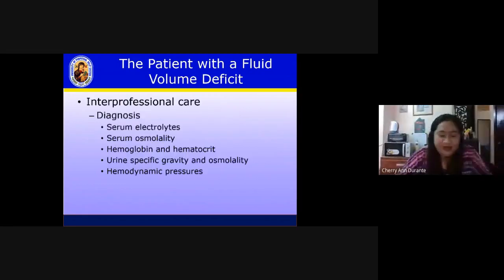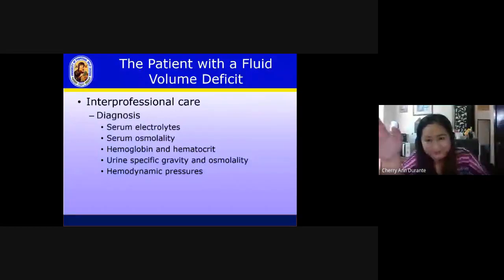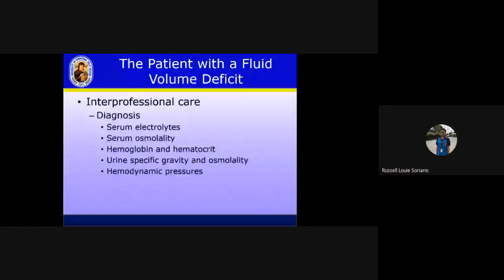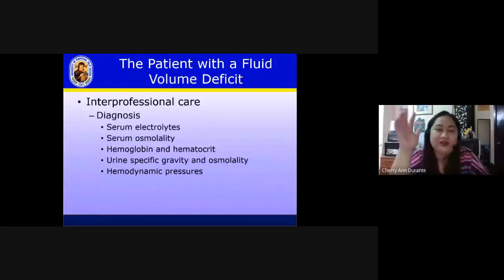Okay, diagnosis. So how do we diagnose this? So serum electrolytes will be done by your doctor. Osmolality of the blood, of course. Hemoglobin, hematocrit, so mga CBC natin. Urine-specific gravity and osmolality. Nabanggit ko na to sa inyo yesterday about urine-specific gravity. What's the normal value again? 1.010 to 1.025. Okay. So 1.010 to 1.025 is your normal urine specific gravity.